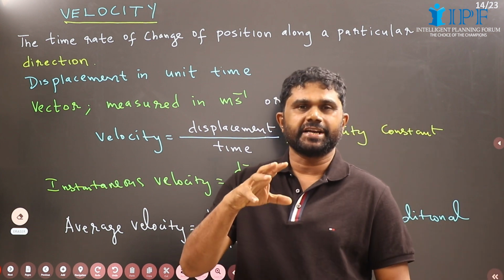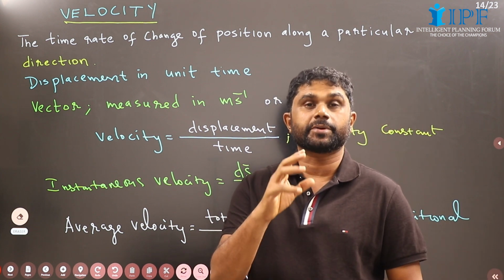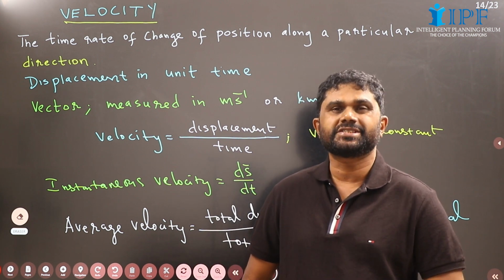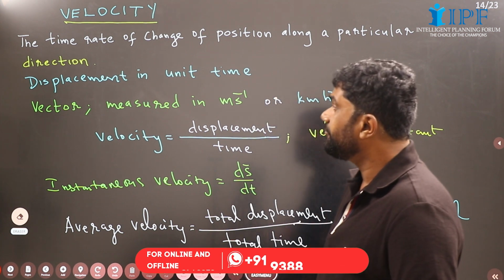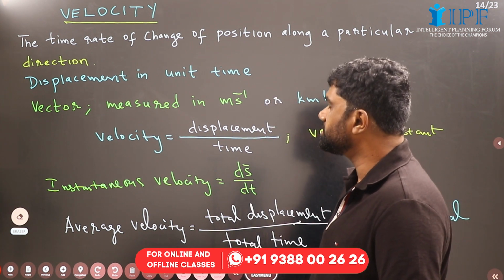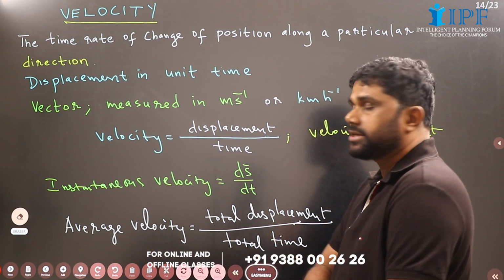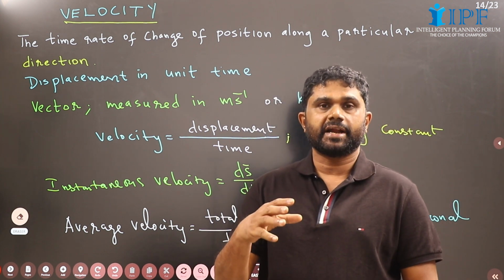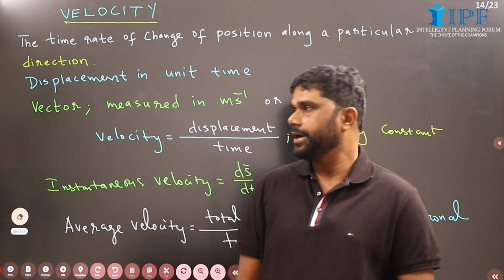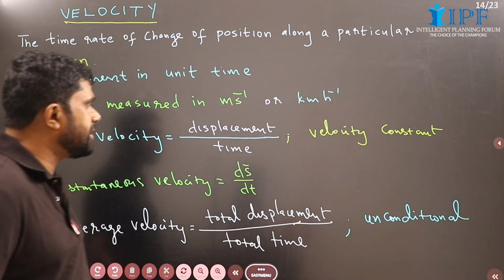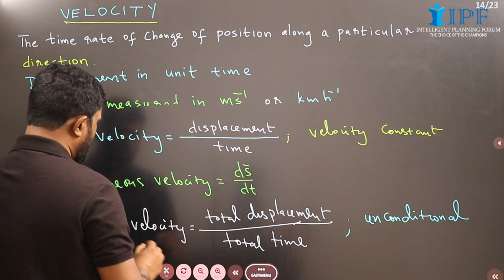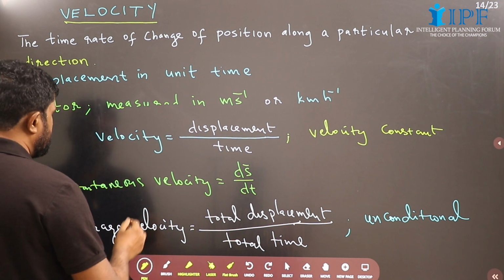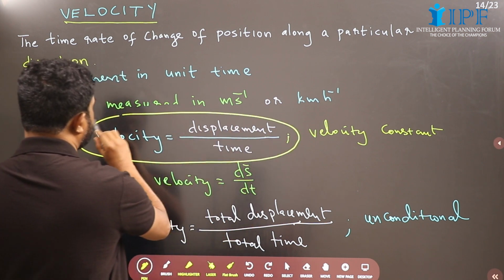Now see velocity. It is the time rate of change of position along a particular direction, which means we have to consider the direction also. That is the velocity. It is a vector that is measured in meter second raised to minus 1 or kilometer hour raised to minus 1. Then velocity can also be considered as the displacement in unit time. And this velocity equals displacement over time. This is true only when the velocity is constant.